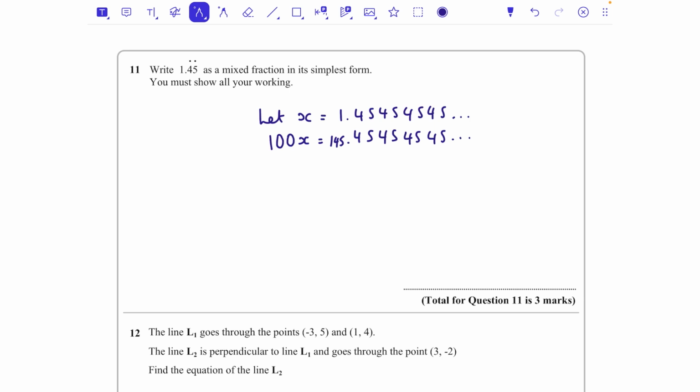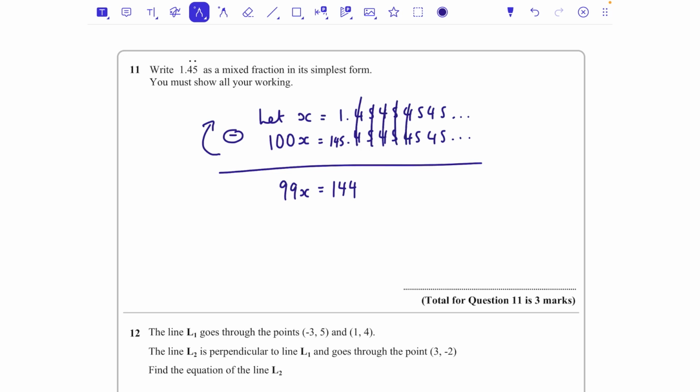Brilliant. Now I'm going to do 100x, take away x. So I'm doing this backwards. I'm doing the bottom row, take away the top row. That would give me 99x is 144, because 4 take 4, 5 take 5, everything here has cancelled out when I've subtracted, but I've got 145 take away 1, and that's where I'm getting the 144 from. Okay, so then I'm going to divide both sides by 99. So x is 144 over 99.